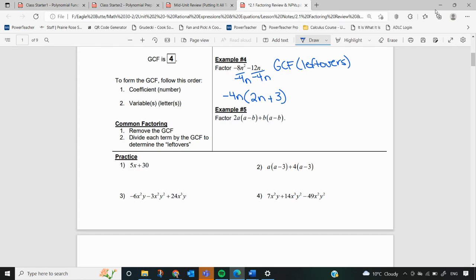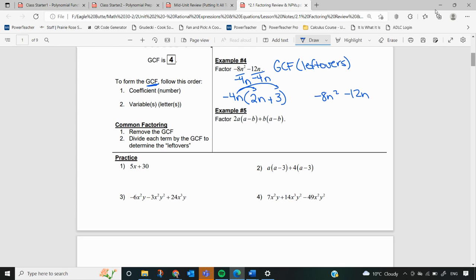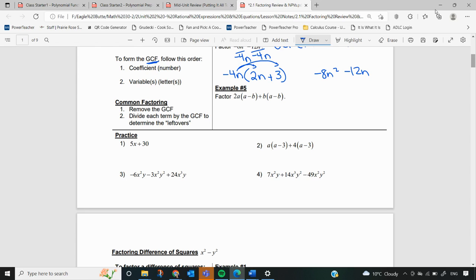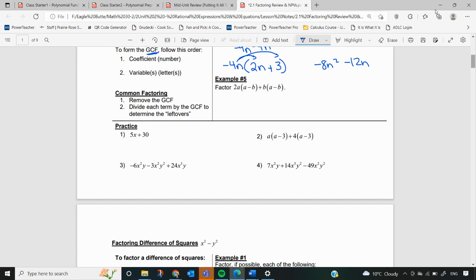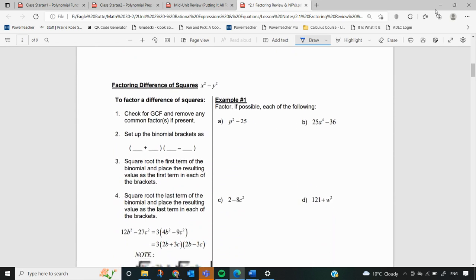We can always check to see if we're right by subbing everything back in or multiplying. Maybe a better way to say that is to multiply everything out. So we're going to have negative 4n times 2n, negative 8n squared, and then negative 4n times 3 is negative 12n. So if you multiply everything back out and it takes you back to your original, you're probably right. GCF should always be our first step anytime we're factoring, no matter what type of factoring we're seeing. So always start with GCF and then go from there.